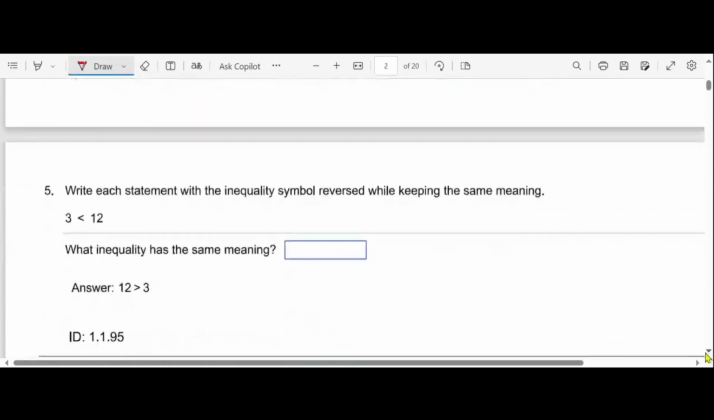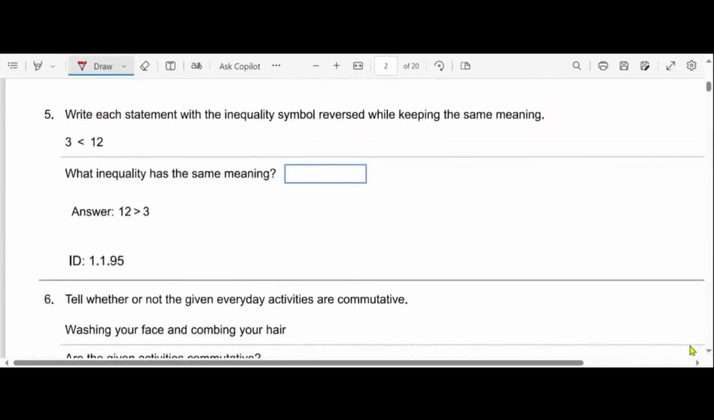Yeah, next one. Muhammad, read. Write each statement with the inequality symbol reversed while keeping the same meaning. So the symbol here is going to be what? The inequality symbol is going to be what? Reversed. So if it's this way, then we change it to what? This way. So 12 greater than 3. So you have to put 12 greater than 3. Is this clear?